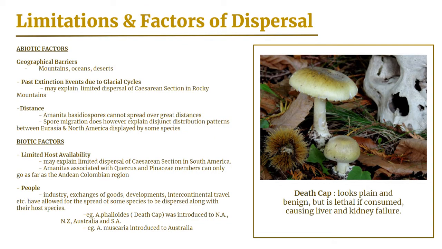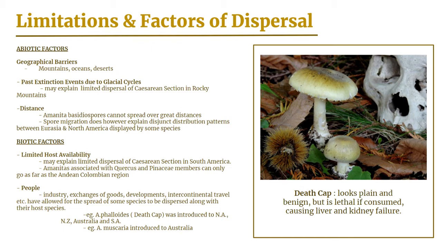Limitations and factors of dispersal. There are geographic barriers like mountains, oceans, and deserts; these are abiotic factors. Past extinction events due to glacial cycles can explain the limited dispersal of the edible section in the Rocky Mountains. Distance plays a role in this. Amanita basidiospores cannot spread over great distances. However, spore migration does explain disjunct distribution patterns between Eurasia and North America displayed in some species.